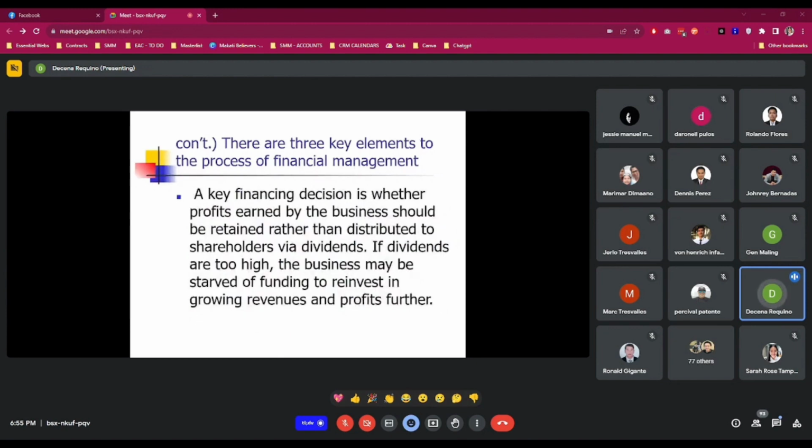A key financing decision is whether profits earned by the business should be retained rather than distributed to the shareholders via dividends. If the dividends are too high, the business may be starved of funding to reinvest in growing revenues and profit further.